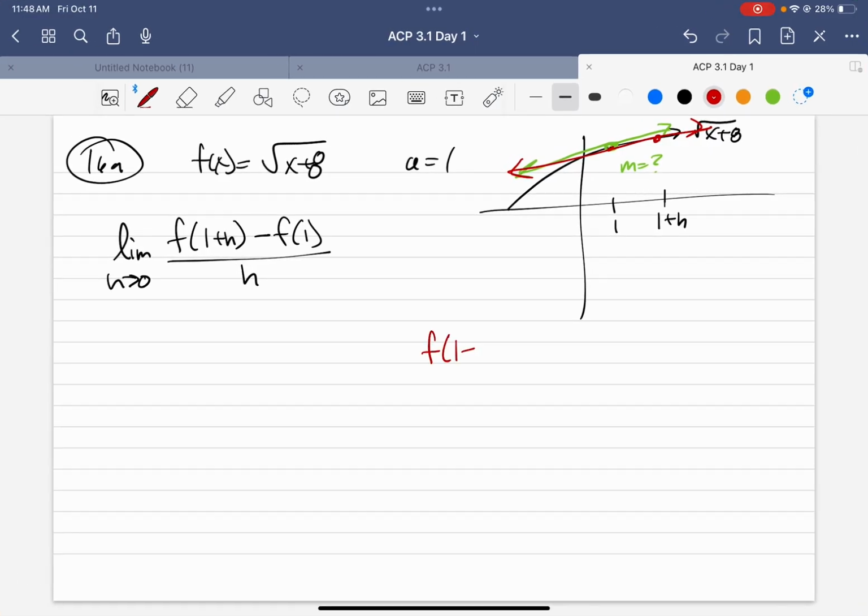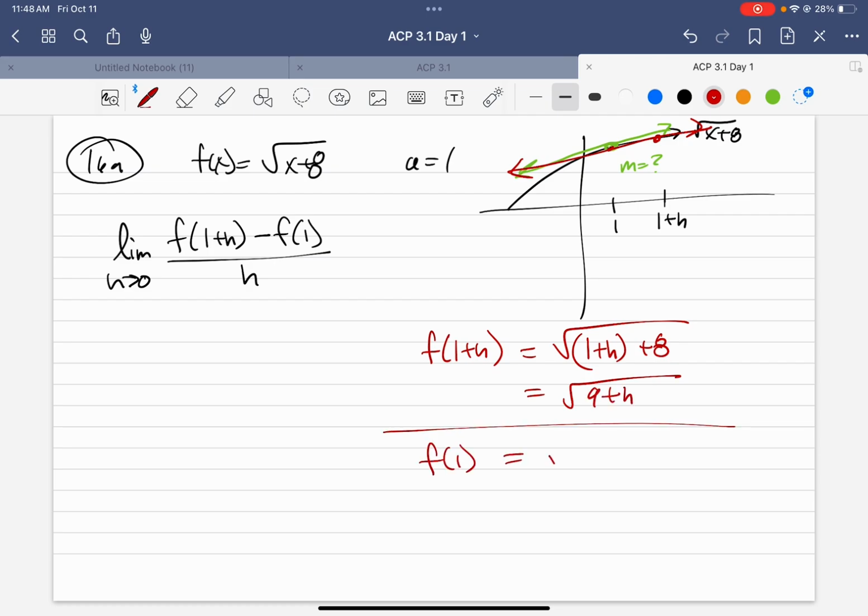So first we're going to take f of 1 plus h, and that's going to just be putting in 1 plus h into our function. So you get the square root of 9 plus h. And then we're going to put in 1, and you're going to get the square root of 1 plus 8, which is square root of 9, or 3. Notice it is not plus or minus because we're not solving an equation. We're evaluating the square root function, so we only get 3.